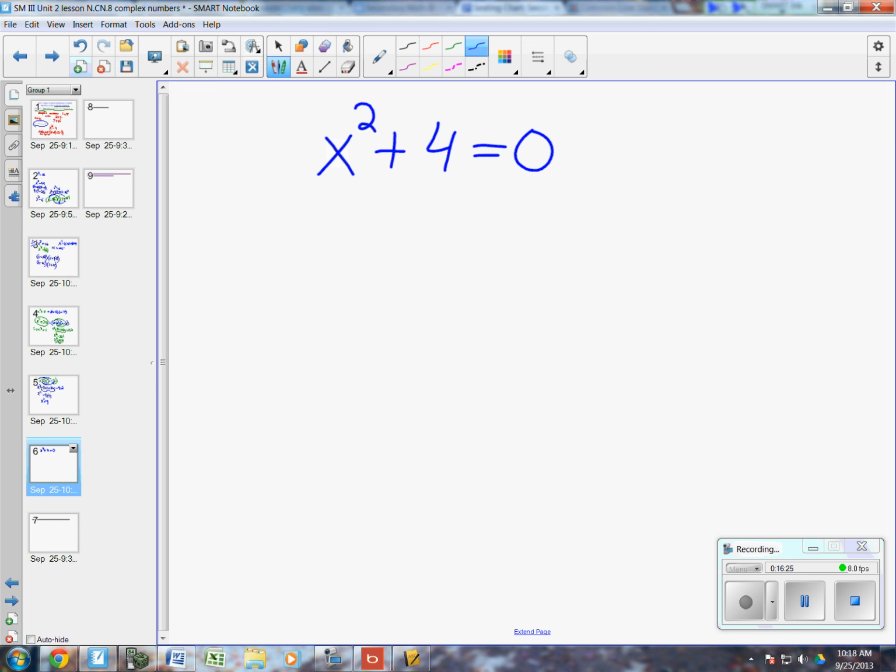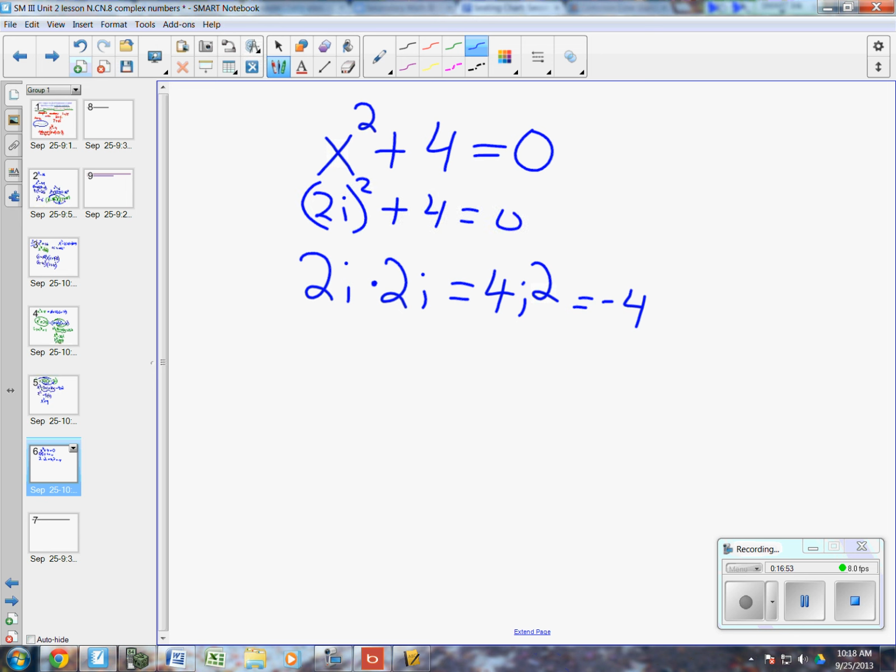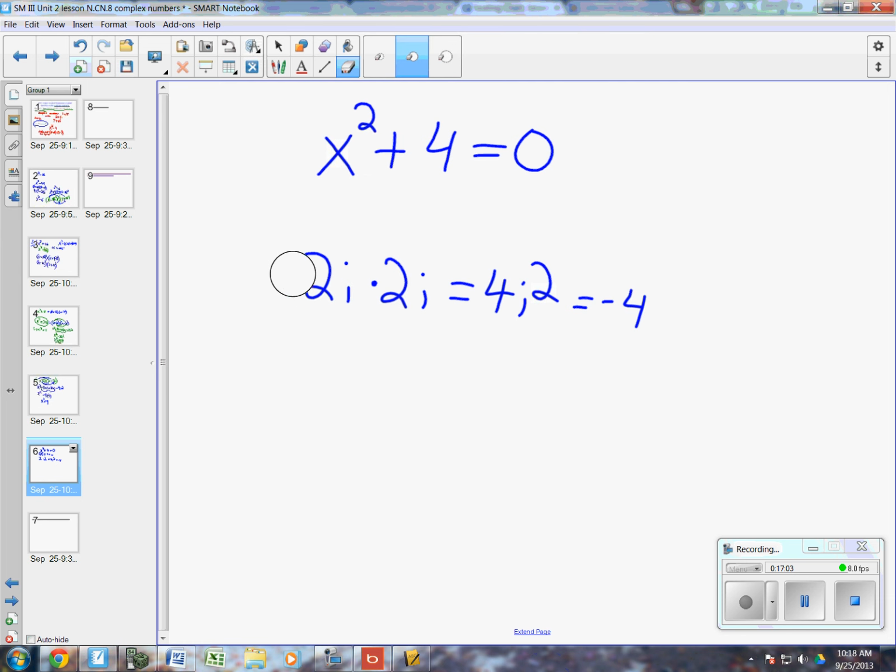2i, right? Because 2i times 2i, let's do this. 2i times 2i is equal to 4i squared. And what is 4i squared? A negative 4, right? So the number that works here is 2i, because 2i squared is a negative 4, and negative 4 plus 4 would make 0, right? Okay, so let's go back to this.